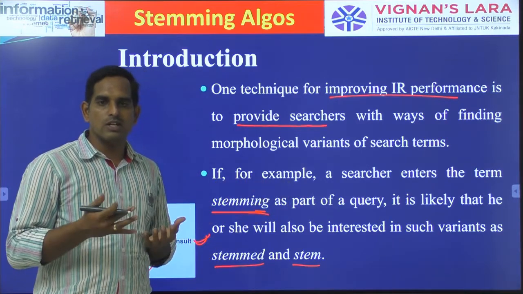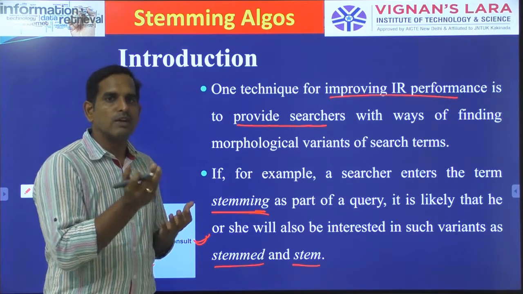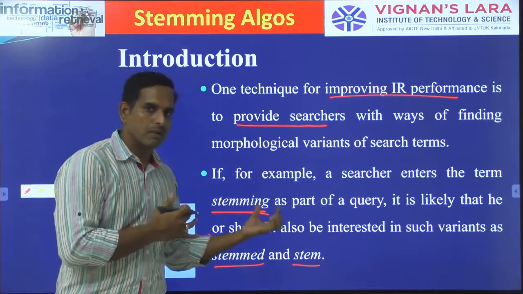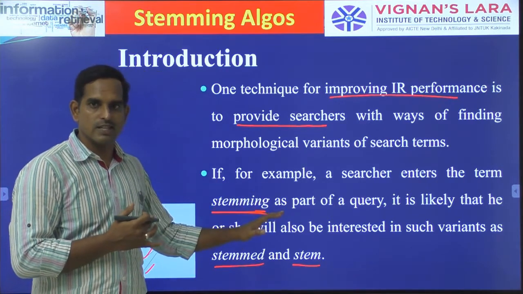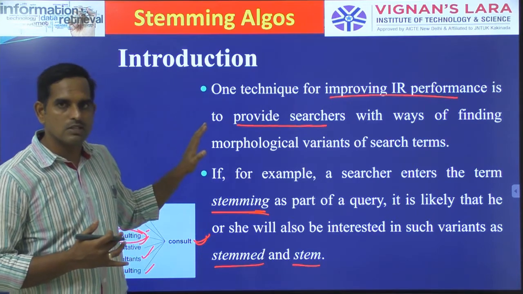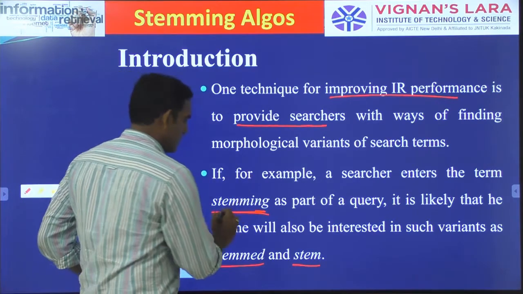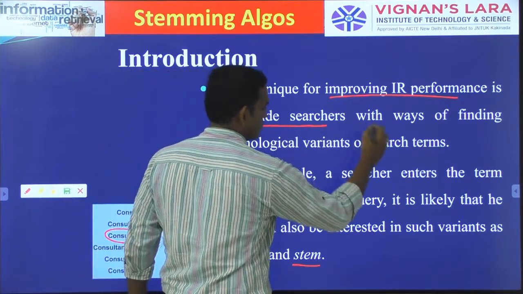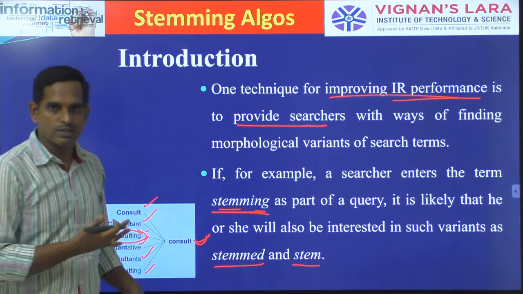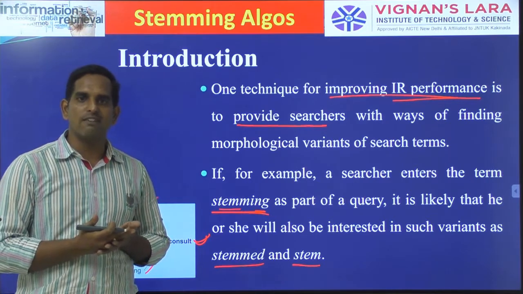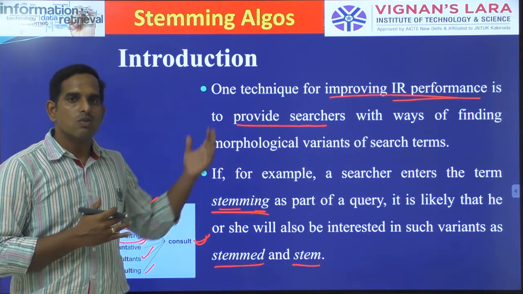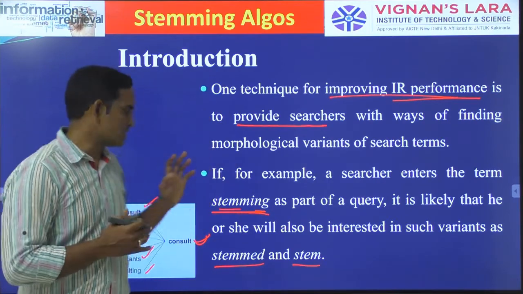So as a user, if I search for a single word and get the results of all the related words, then I will be better positioned to judge the results. This is where you implement the stemming process, to improve information retrieval performance as well as to get effective search results.